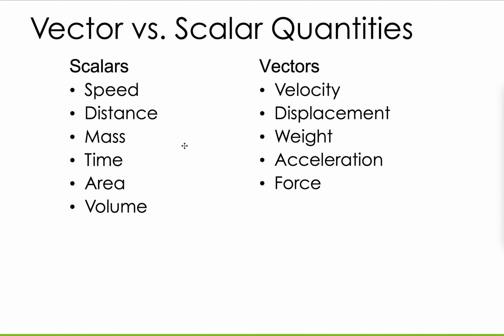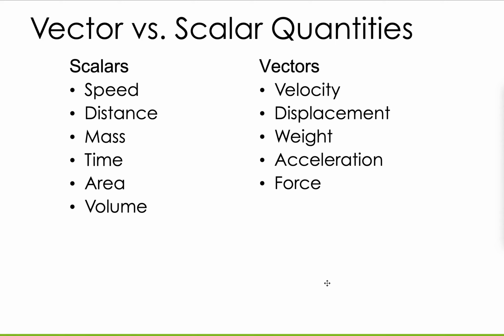Then a few other examples of scalars: time, area, volume. Like, I would never say it was 2 o'clock going southeast at 45 degrees. That's kind of silly. These three things don't have direction. They can't have direction. Weight, acceleration, force, those are always in a specific direction. Weight points down. Acceleration, you're always accelerating in a direction. Force, you're always pushing or pulling something in a specific direction. So vectors have magnitude and direction; scalars have only magnitude.